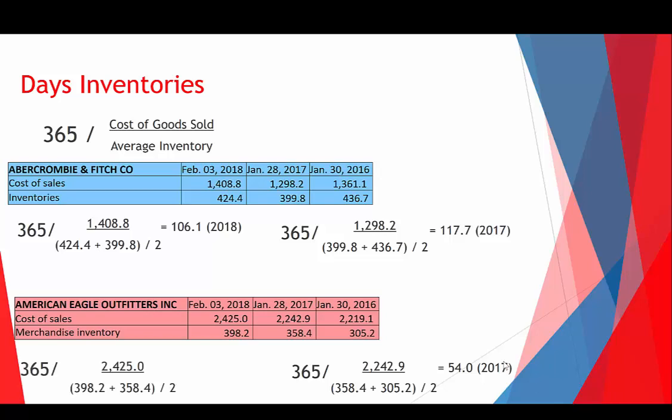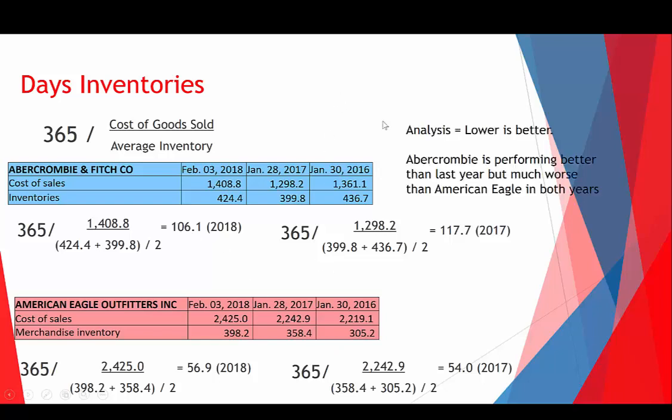Anything like that. And then American Eagle in 2018. Who knows? Maybe they looked at Abercrombie and said, "Wow, we're way better than them. We can relax a little bit." And they did get a little bit worse in that regard, but they're still crushing Abercrombie, because here lower is better once again. So Abercrombie is performing better than last year, but much, much worse than American Eagle in both years. So in this case, I'd be more excited about American Eagle. Exactly.